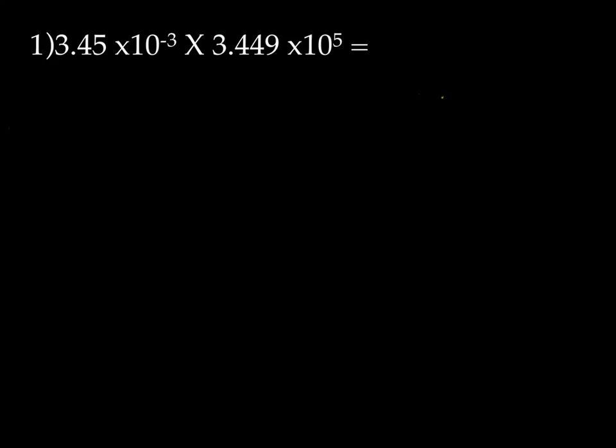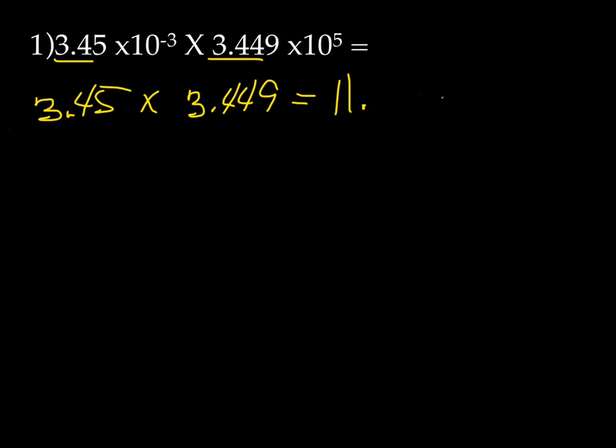Number 1 is a multiplication problem. So the first thing we're going to do is multiply the coefficients. So we'll have 3.45 multiplied by 3.449. And I got an answer of 11.89905. Okay, I got to deal with my significant figures.